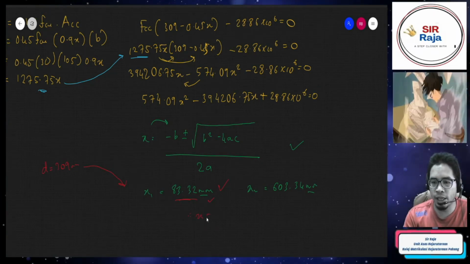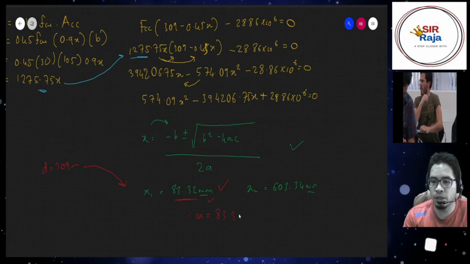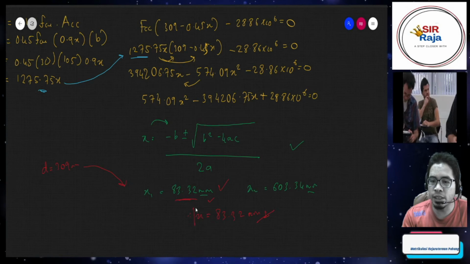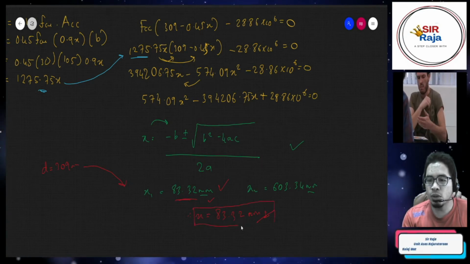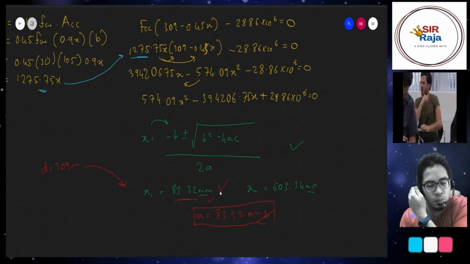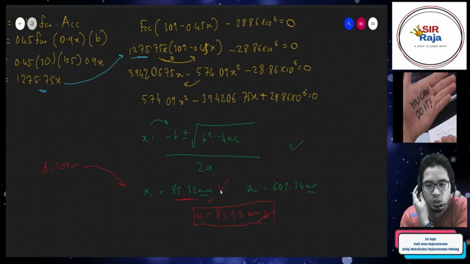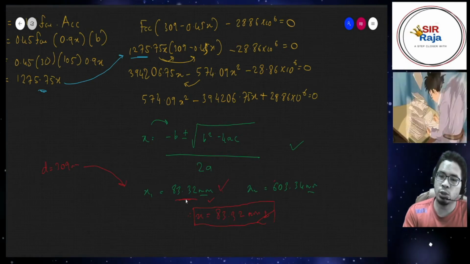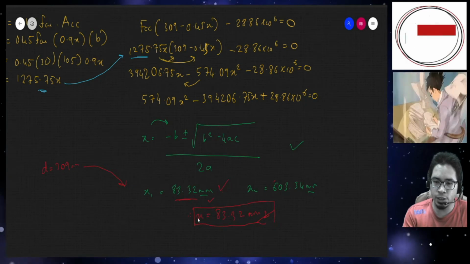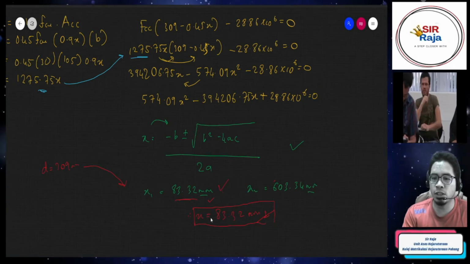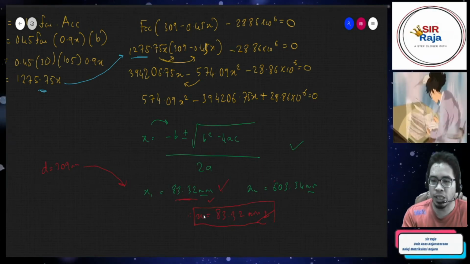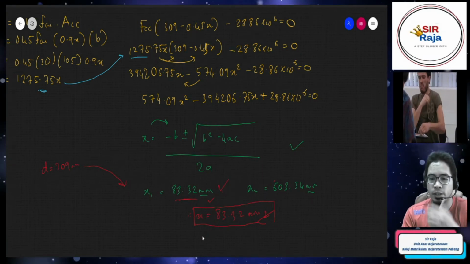Therefore, just mention x is 83.32 mm. Alright? Please do mention this. Do not just leave the answer like this. If you do, the examiner can assume that you don't know which one is x1, which one is x2. Please, at the final part, show that, therefore, x is equal to 83.32 mm. Because this one is x1, this is x2. But the x is actually the x1. Okay.